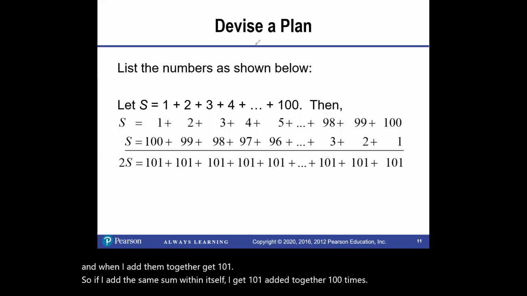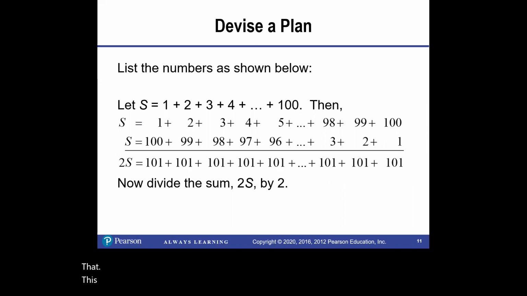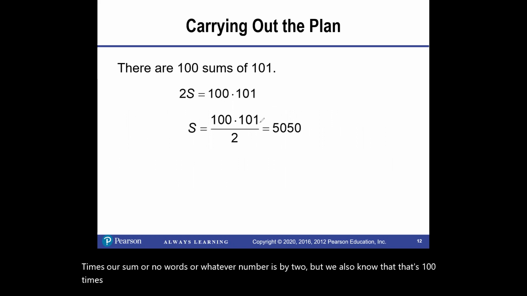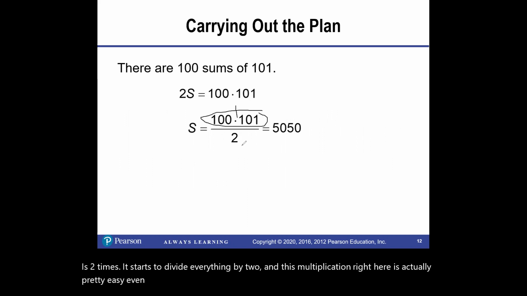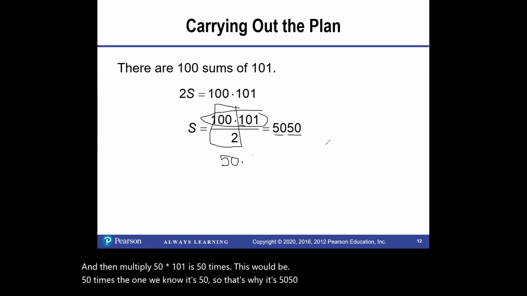Well, we know that from multiplication, that this will give us 2 times our sum, or in other words, whatever our number is times 2. But we also know that that's 100 times 101 is 2 times the sum, so I just divide everything by 2, and this multiplication right here is actually pretty easy. Even easier when you do 100 divided by 2, well, that's going to be 50. And then multiply 50 times 101, which is 50 times the 1 would be another 50. So that's why it's 5,050, if you prefer to say it that way, it's all the exact same idea.